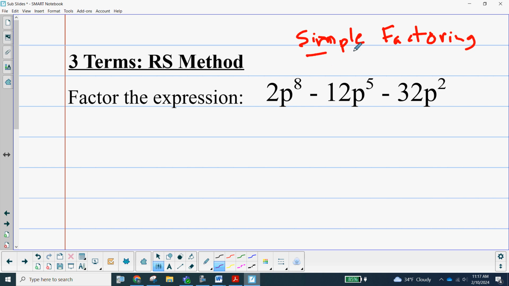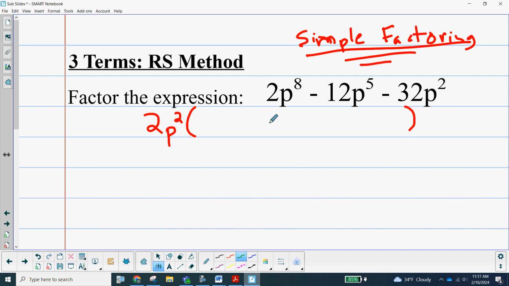Always check for that, simple factoring. Always look: is there something that all of these have in common that you can take out first? In this case, there is. In terms of numbers, 2 goes into 2, 12, and 32, so we can take out a 2. And we have a p to the eighth power, a p to the fifth power, and a p squared. So they all have at least p squared to give up. So we can take out 2p squared.